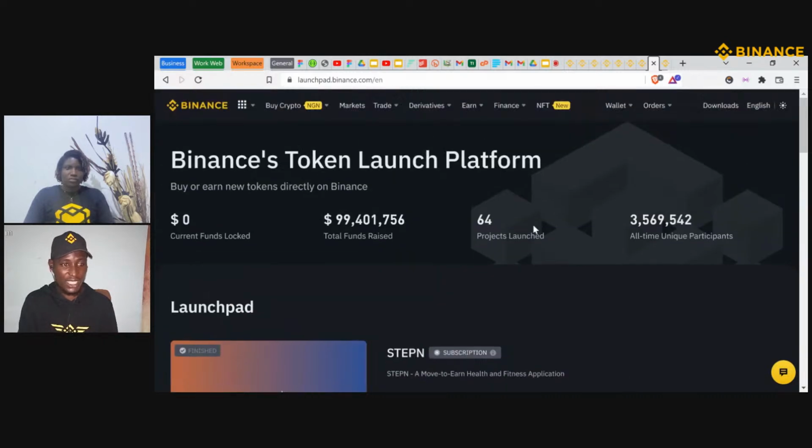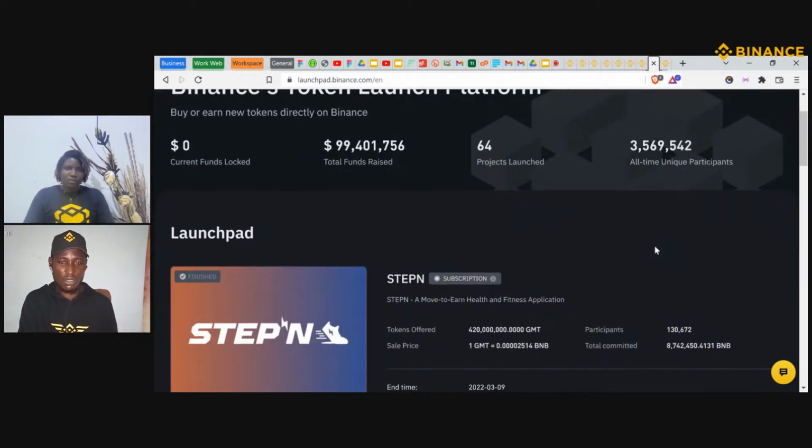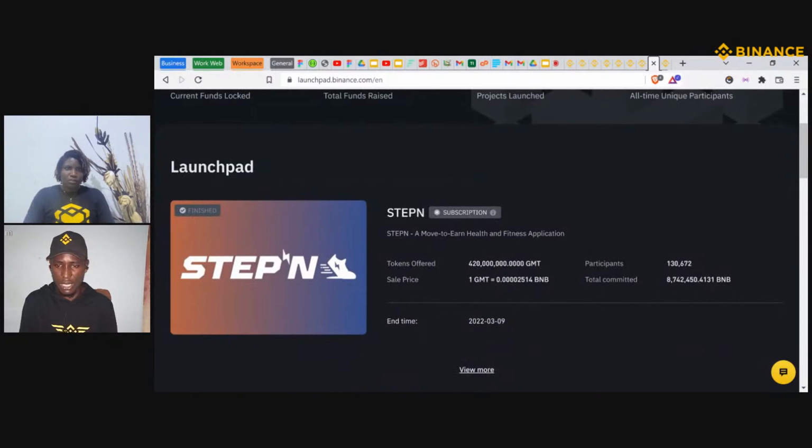You can see some statistics up to this moment. To date, Binance has sold over $99 million in tokens on the Launchpad and Launchpool platform. We've launched about 64 projects to date, and these are the unique users that have participated. So on the Launchpad platform, this is what you see.